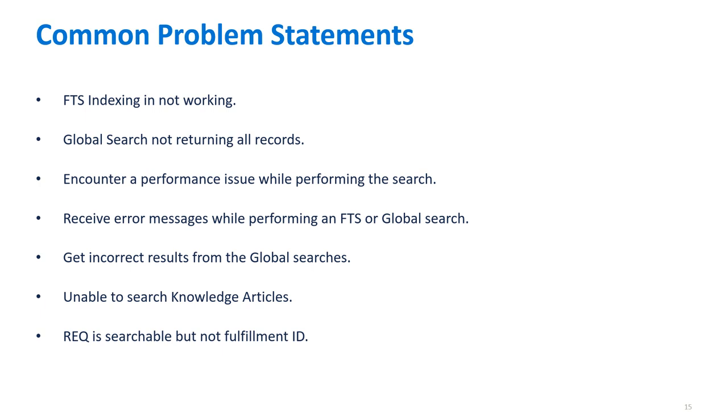Then we have a problem where we get performance issues while performing the FTS searches. We receive some common errors when we perform the global search, like FTS indexing is happening, or the known problem of 873, which gives us the information that indexing is not yet completed. Then we will get incorrect results from the global search. A typical scenario is that search of a knowledge article is not possible, and REQ is searchable but not the fulfillment ID, or vice versa. So these are some of the common problems we always receive, and we have some troubleshooting steps already defined for them.